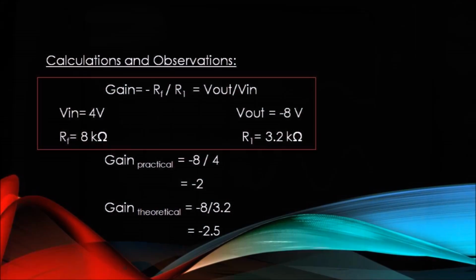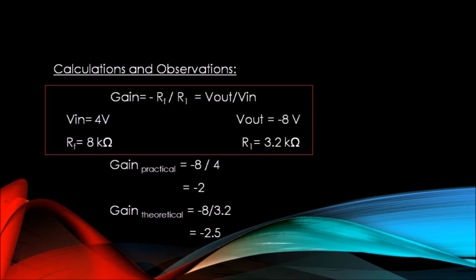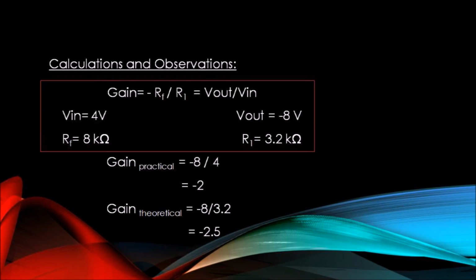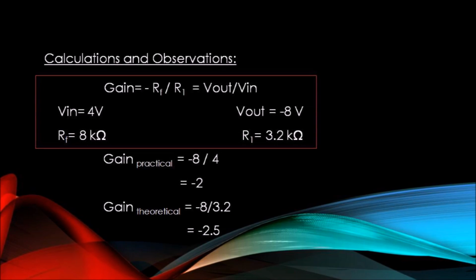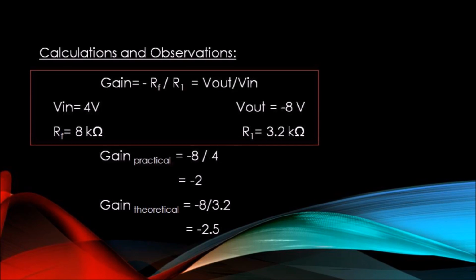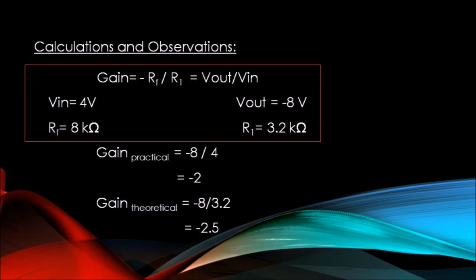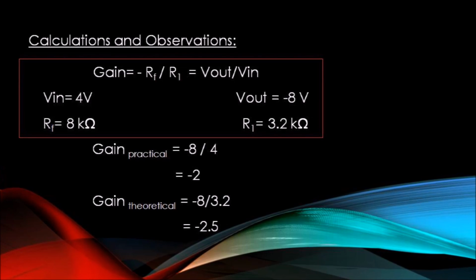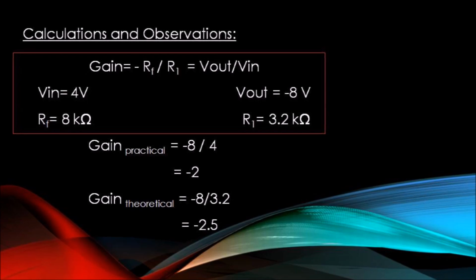Now the calculation and observation. As we all know, gain is equal to minus RF by R1, which is also equal to V out by V in. V in is equal to 4 volts as we observed earlier, and V out is equal to minus 8 volts since it is the inverted version of the input waveform. RF is equal to 8 kilo ohms and R1 is equal to 3.2 kilo ohms. Now calculating the gain practically, it is minus 8 divided by 4, which is equal to minus 2, and gain theoretically is equal to minus 8 divided by 3.2, which is equal to minus 2.5.